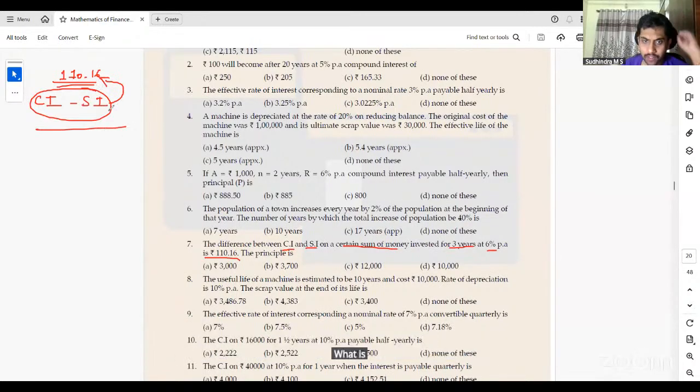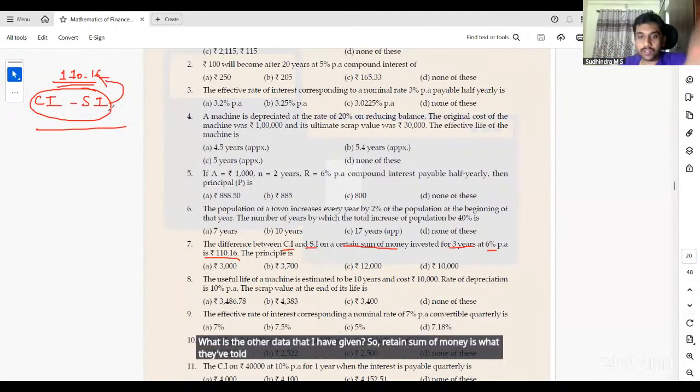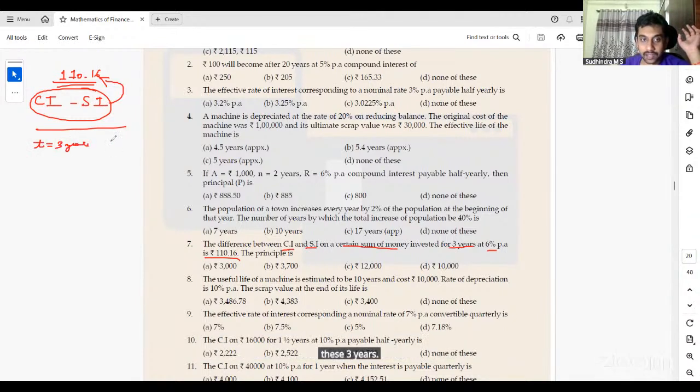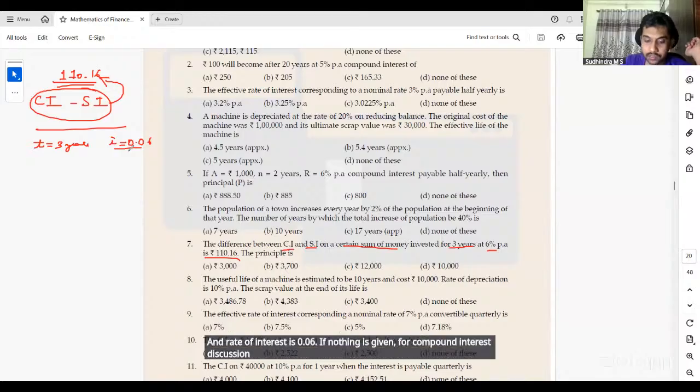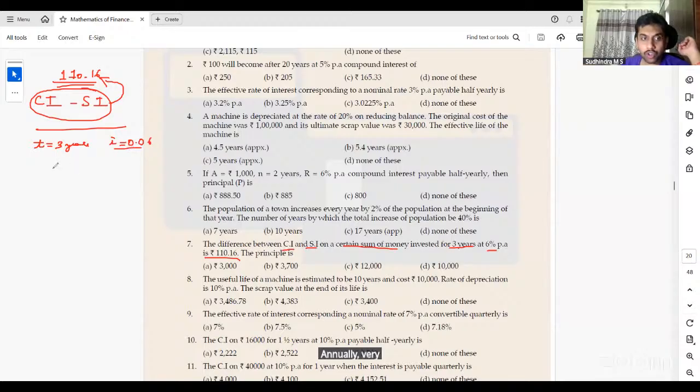What is the other data that they have given? A certain sum of money is what they have told. So principal is not known. That is what we are supposed to calculate. T is 3 years. And rate of interest is 0.06. If nothing is given for compound interest, it should be compounded annually. Very good. So first I'll calculate simple interest. Easy. P into I into T. I is 0.06, T is 3. That is 0.18 P.